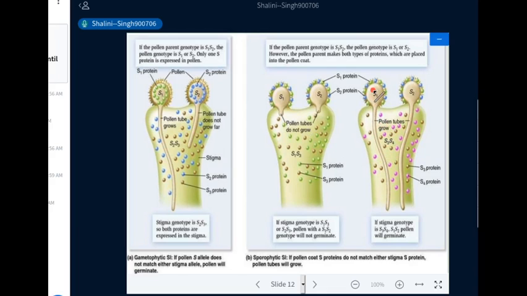Whereas in this case, it is behaving like S1 due to dominance, and there is no S1 protein on the stigma surface. The stigma has only S3 protein, so the pollen will grow here and complete the fertilization procedure. So this reaction of S1, S2 with S1, S3 is an incompatible reaction, which we call a self-incompatible reaction, whereas when the male S1, S2 fertilizes the S3, S4 female plant, this reaction is known as a fully compatible reaction.